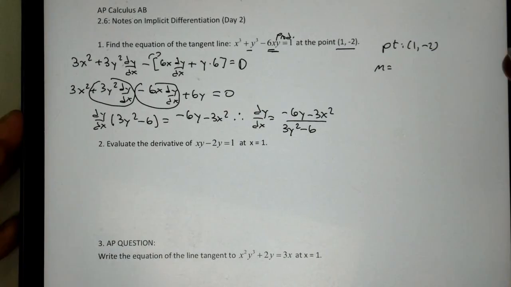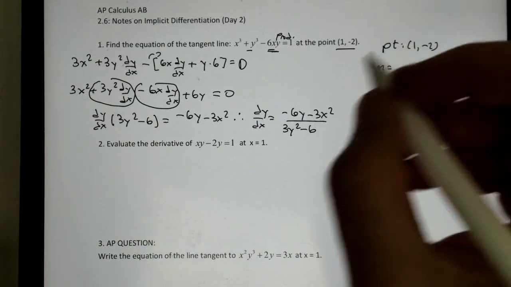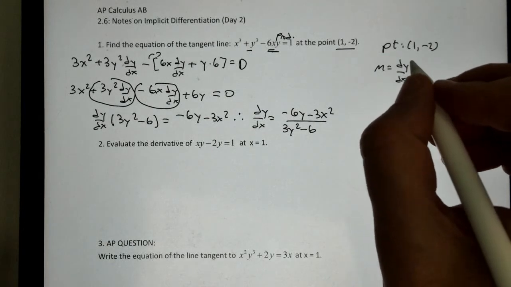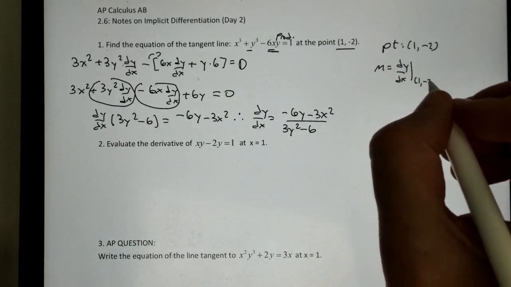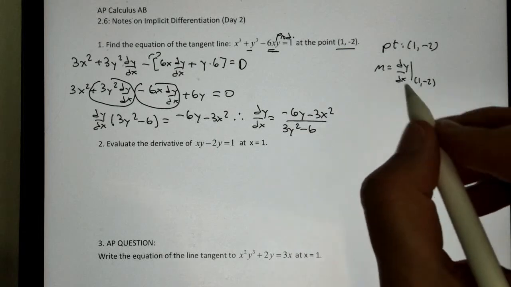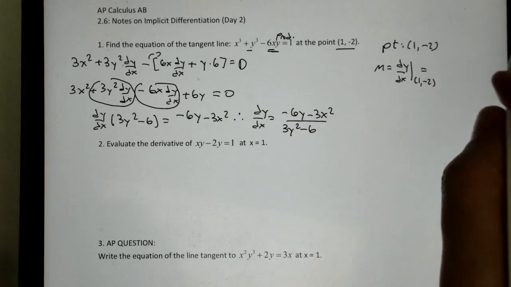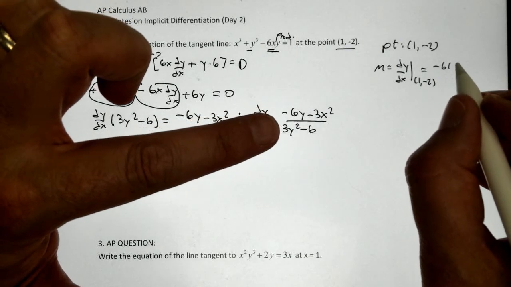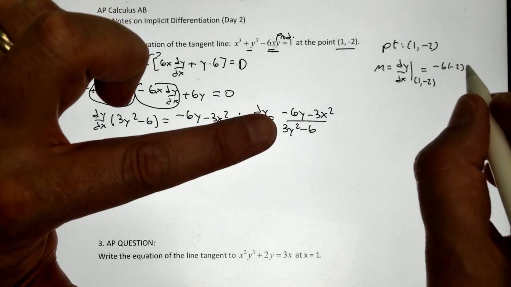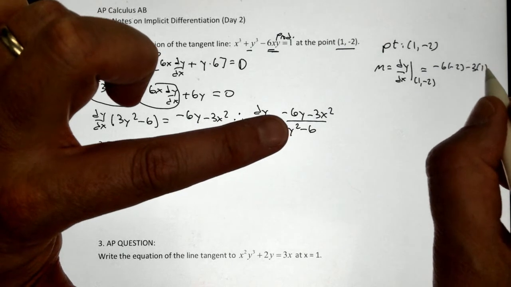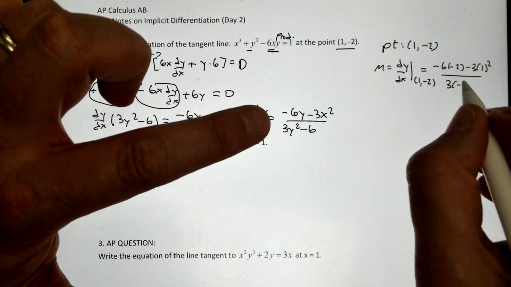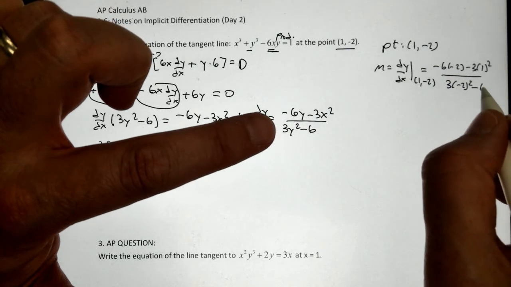So to get my slope, our next step is to find the derivative at the point (1, negative 2). We talked about this notation yesterday, just a way to write it out. Equals, plugging in everything, negative 6 times y, which is negative 2, minus 3 times x, which is 1, but squared, all over 3 times negative 2 squared, or y squared, minus 6.